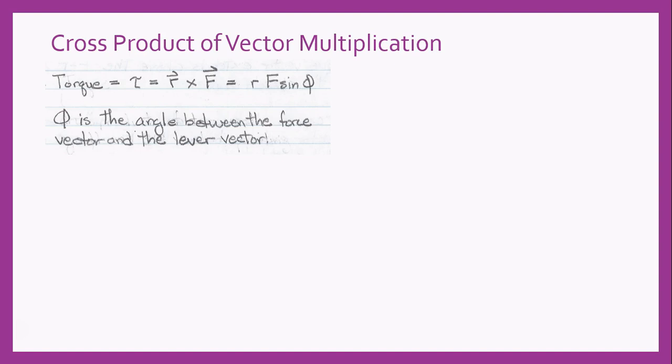So we can calculate that by taking the magnitude of the lever, that's the length of the lever, times the magnitude of the force times the sine of phi. And phi is the angle between the force vector and the lever vector. For example, here we have the direction of the lever and its magnitude. And here we have the direction and magnitude of the force vector. Measuring from the lever to the force gives us our angle phi, and that's what we would plug into this equation.